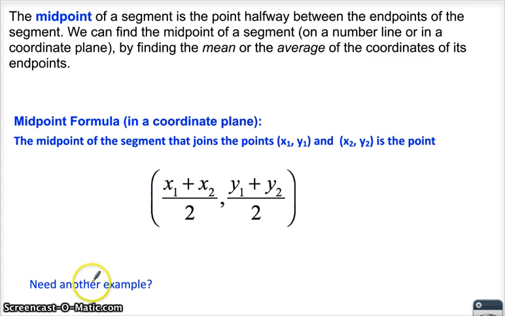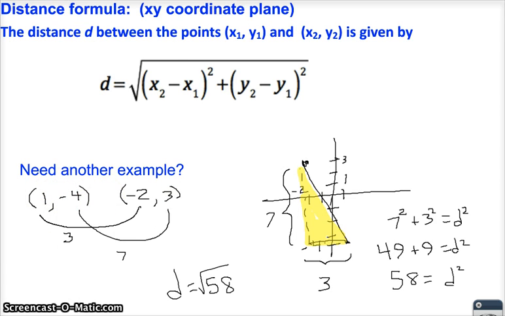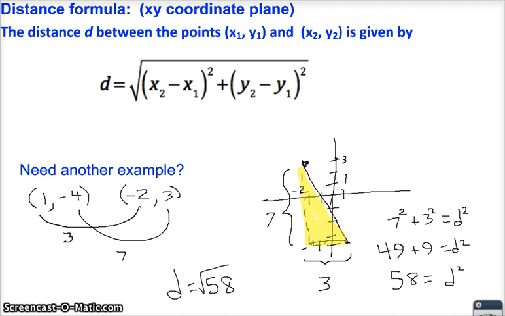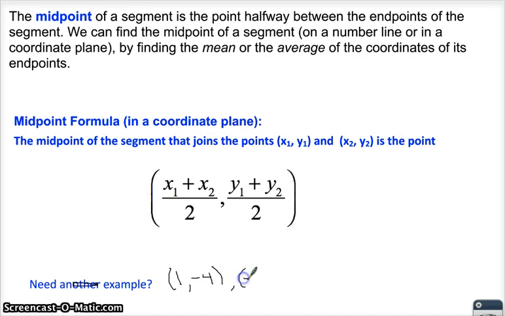So, need another example? I haven't given you any examples. Okay. So if you had 2 coordinates, we'll use the same ones we just did. Why not? We'll use the same points. We just use these 2 points, 1, -4, and -2, 3. You have those on your paper already. So we'll say 1, -4, -2, 3. Those are the endpoints of a segment. What's the midpoint of that thing? Well, just this one I actually don't mind just plugging that in. I need to find the point that's halfway between 1 and -2.